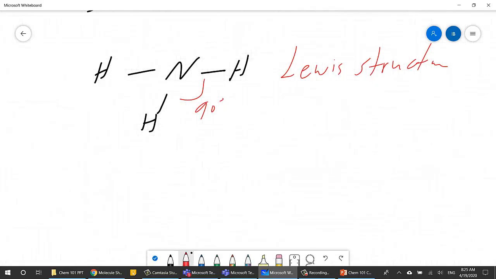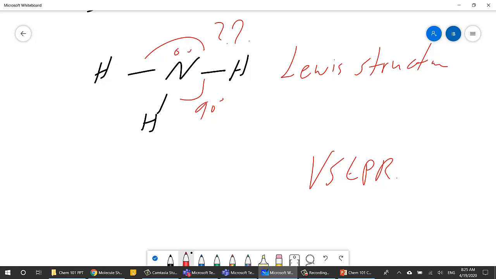If you want to go to VSEPR, you want to think in terms of electron repulsions. Why? Again, there is so much empty space here. There is so much empty space, and there is, by the way, one lone pair here.